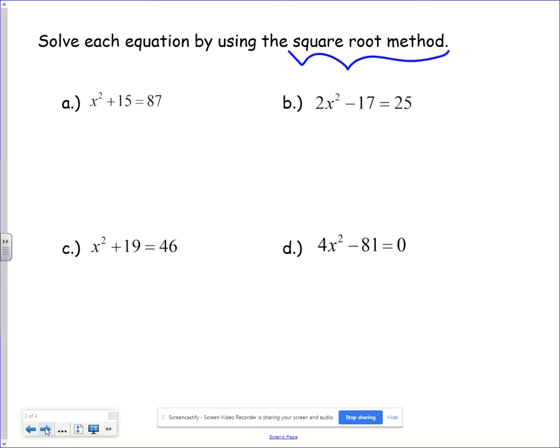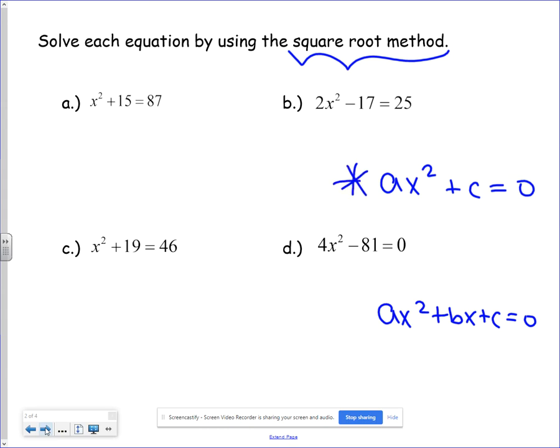Now, the square root method doesn't work on all quadratic equations. It only works on quadratic equations that are in the form ax squared plus c equals 0. Okay? If you remember, this is the standard form of a quadratic equation. You can use the square root method when it's in this form. So when there is no x term, and there's only an x squared. So if you have a quadratic equation that doesn't have a linear term, an x term, then you can use the square root method.